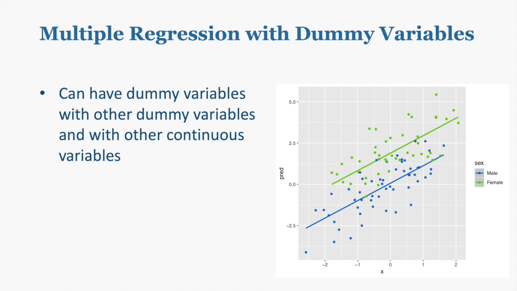This is one example where we have x, it's a continuous variable, and we have y, our predicted value. And we also have sex, male or female. And so we actually can see on average, as people go up on x, they go up on pred. But we also can see that it looks like there's a bit of a difference between males and females on this variable.